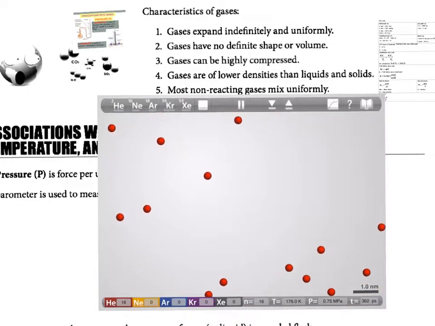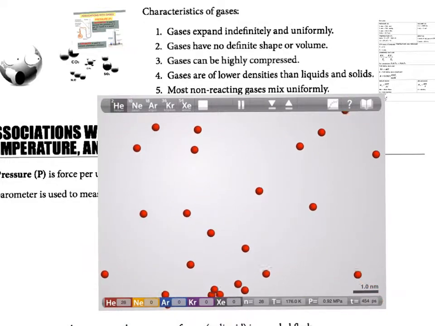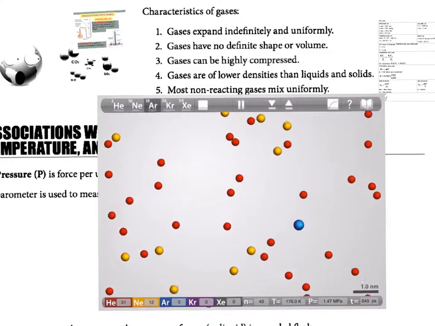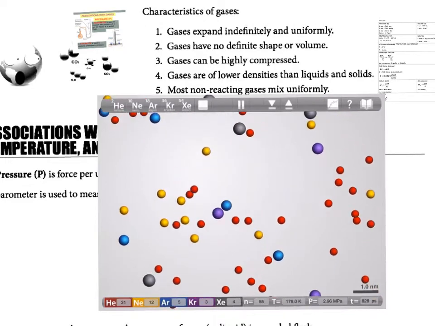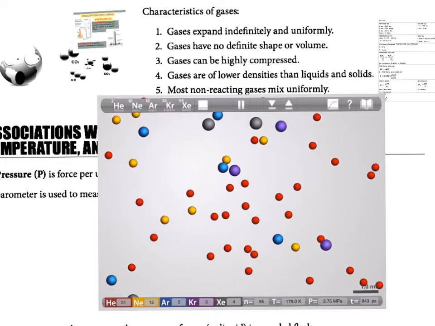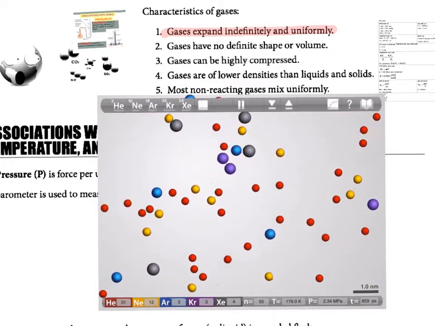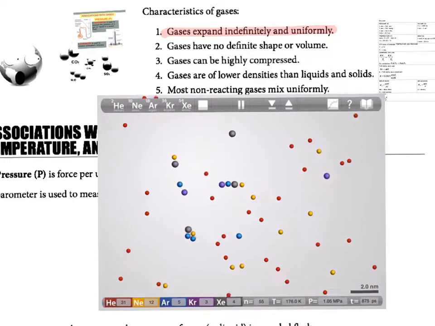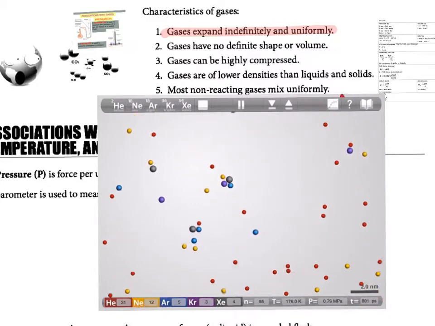Okay, so let's just look at some of the properties here of gases. And here I have a gas filled with some helium. I'll add some neon, argon, krypton, and xenon. So a mixture of different gases, just to look at the properties of gases and characteristics of gases. So the first is that gases can expand indefinitely and uniformly. So if I give the gases a bigger container, they're going to continue to expand. So they're going to expand to the size of the container that we put them in.